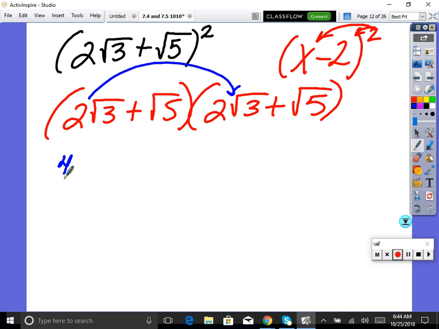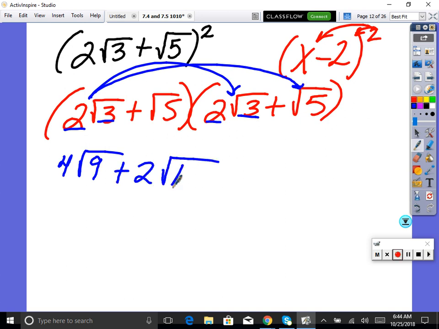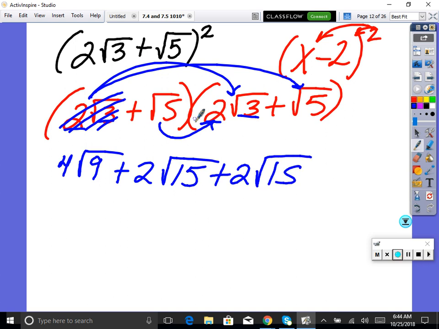So that would be 4 root 9. Careful here. Why did I get root 9? 2 times 2 is 4. Root 3 times root 3 is root 9. 2 root 3 times positive root 5 is positive 2 root 15. Cross that out. That times that is another plus 2 root 15. Then root 5 times root 5 is plus root 25.